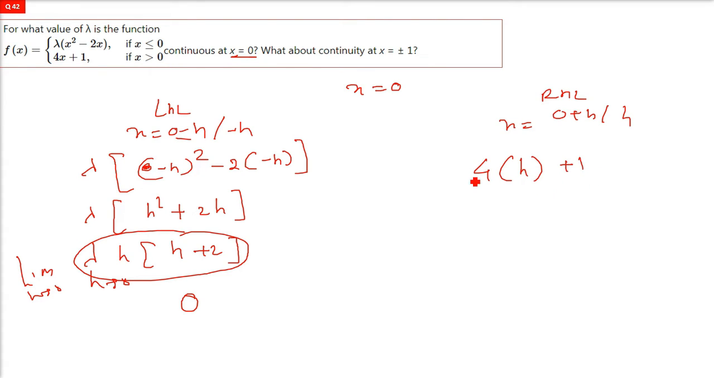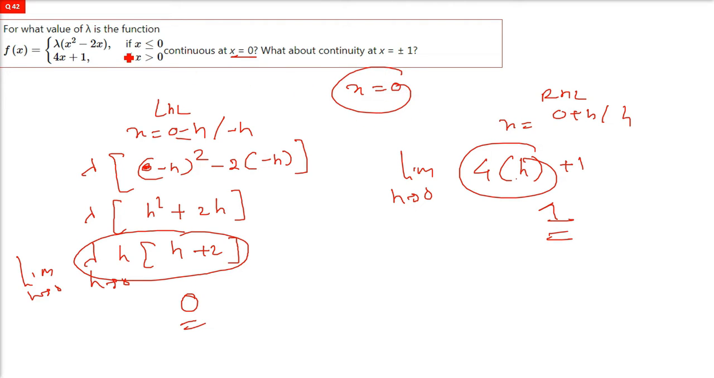4h plus 1. So limit h tends to 0. Now when we apply the limit, this is 4 into 0, that is 1 only. So it will come as 1. Now 0 it is, 1 it is.